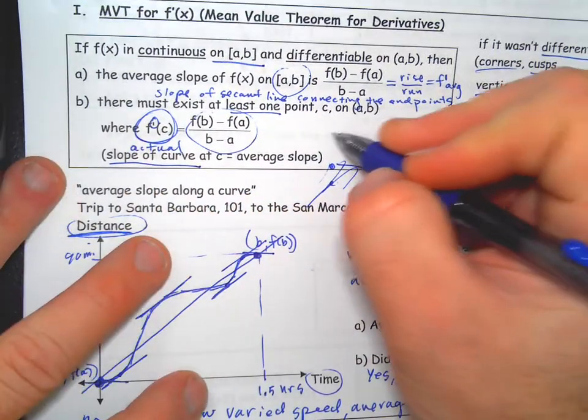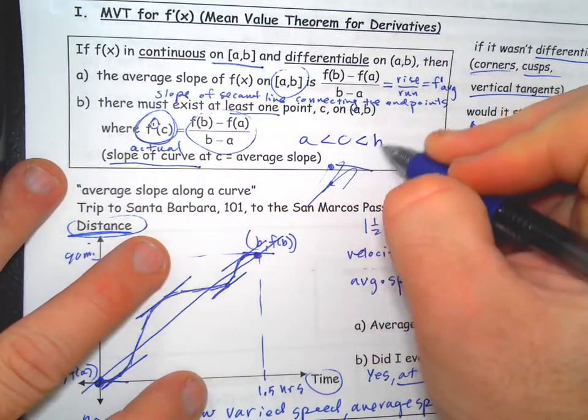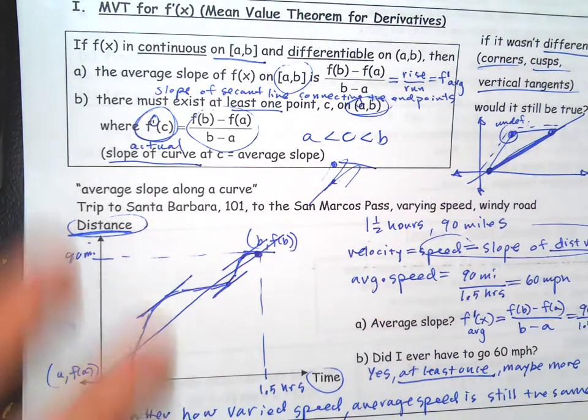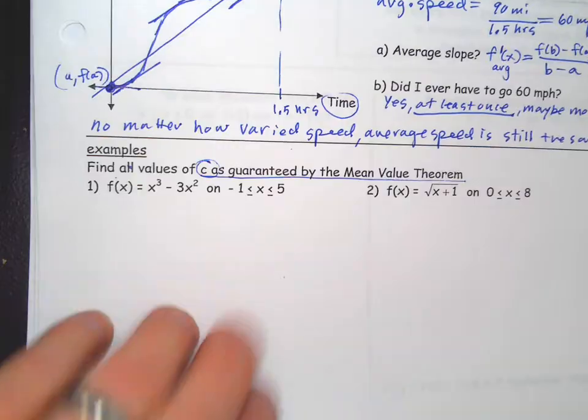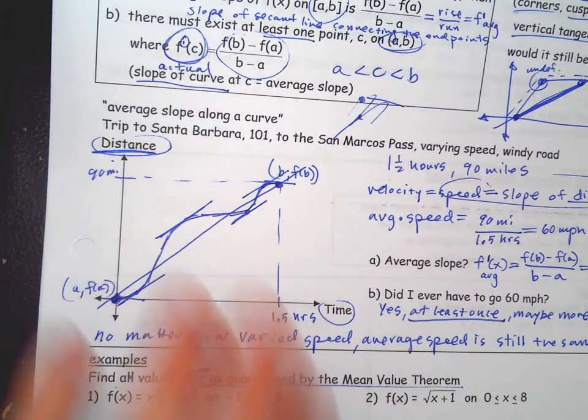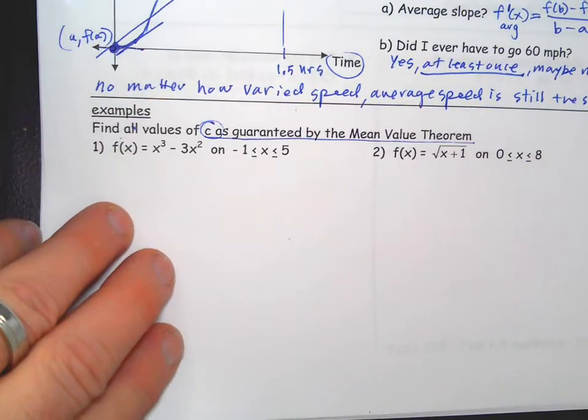Now you've got to watch out. C has to be between A and B. It's an open interval, because the endpoints, remember, we usually don't talk about derivatives at the edges because derivatives are two-sided issues. So if we're not considering beyond those edges, then we can't consider derivatives at the edges. So it's got to be between the endpoints. And that could happen more than once. It can be more than one C value, and you're going to be required to find all of them.